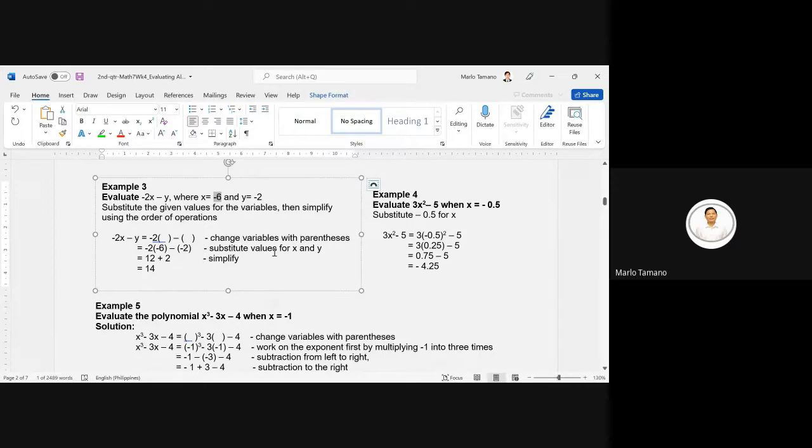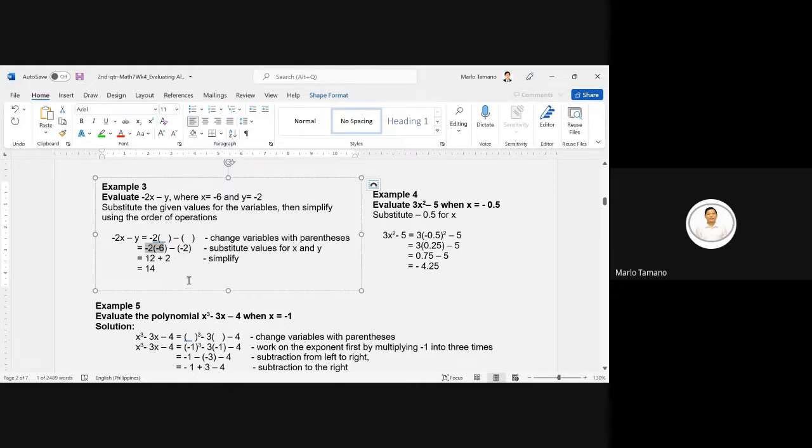So, substitute the values for x and y. Then after that, simplify. Ano po ang mauuna nating gagawin? Hindi tayo pwedeng mag-subtract. Nasa gitna po, mayroong multiplication dito. Di ba sabi natin higher order ang multiplication and division? So magmumultiply muna tayo bago tayo mag-subtract. Since wala naman nang addition, subtraction na tayo. So negative 2 times negative 6, parehong negative.